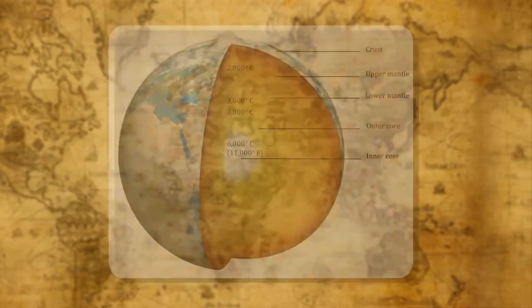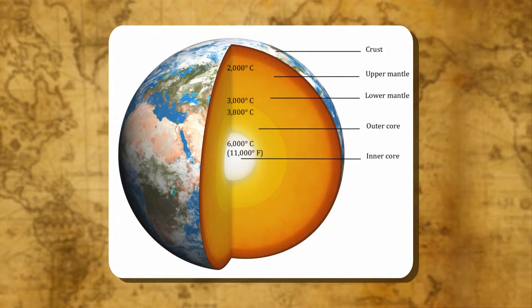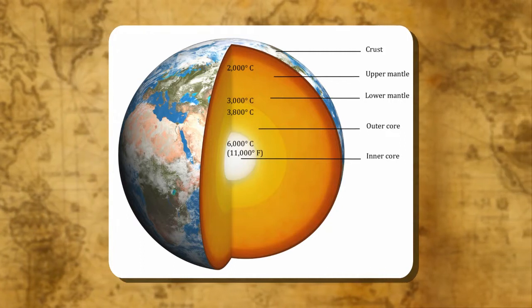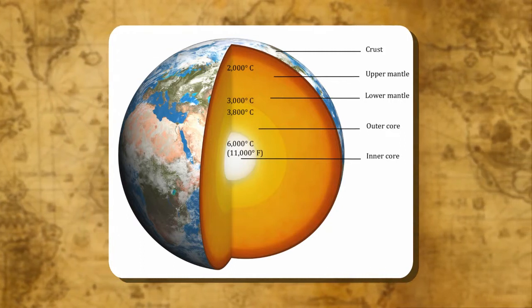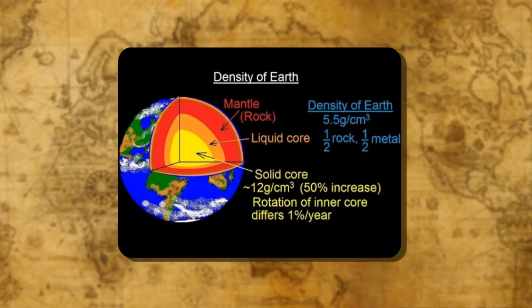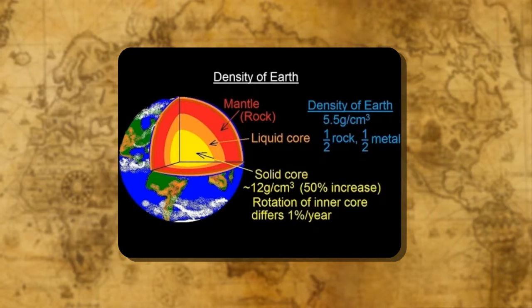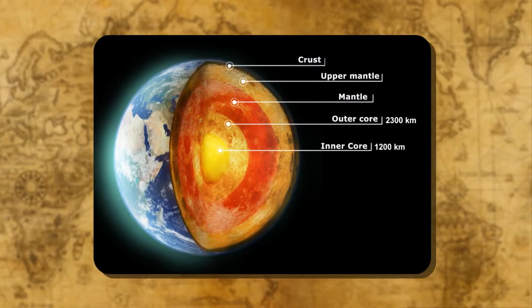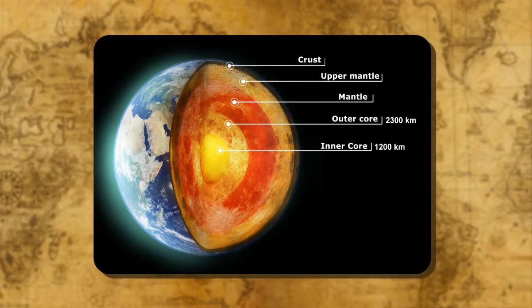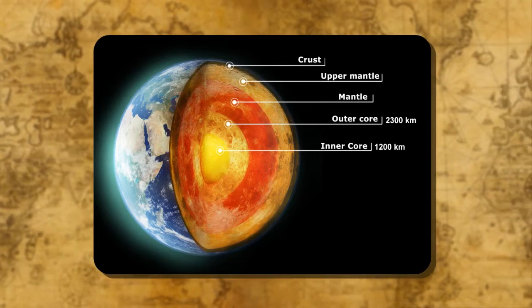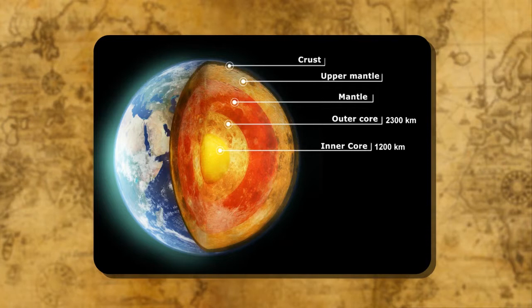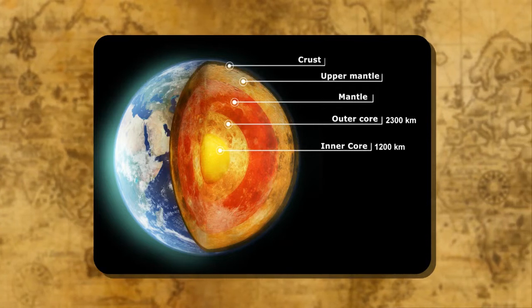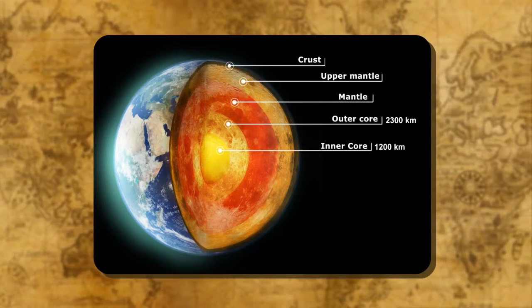The core. The innermost layer of the Earth is called the core. It is the deepest and most inaccessible zone of the Earth. The density of the core is more than twice the density of the mantle. The core is further divided into two parts, that is, outer core and inner core. The outer core is 2,300 kilometers thick and the inner core is 1,200 kilometers thick.